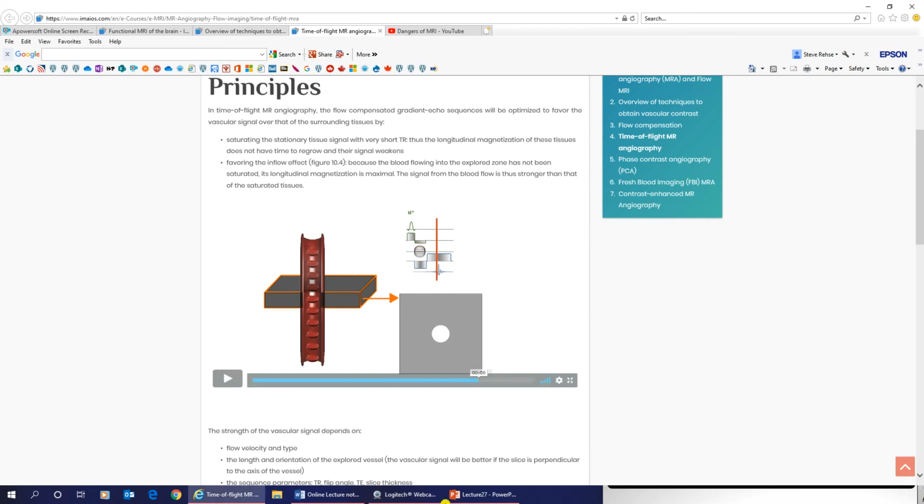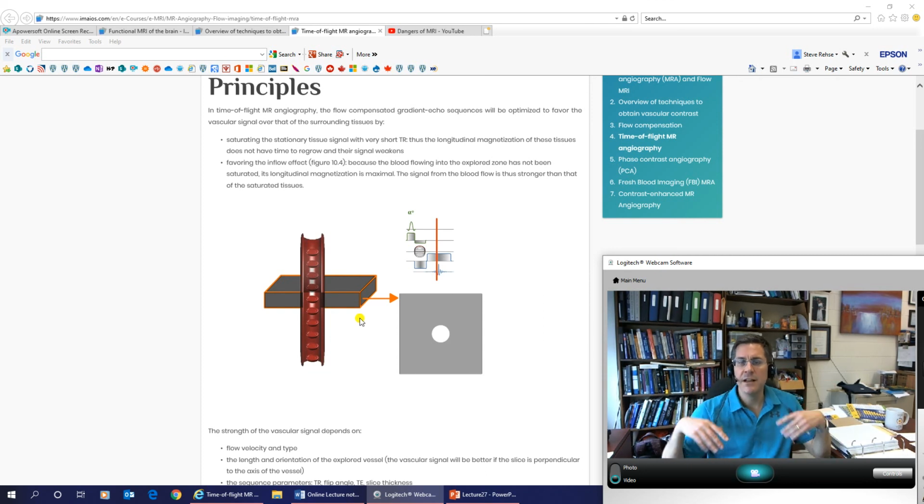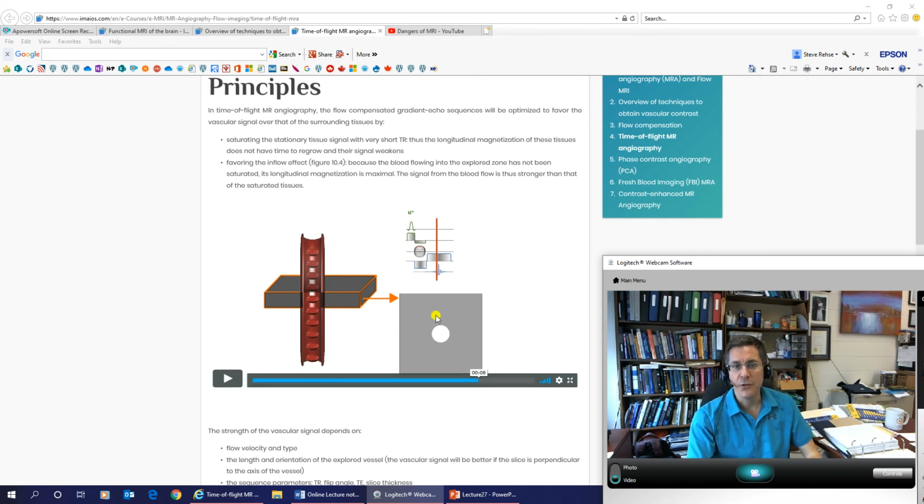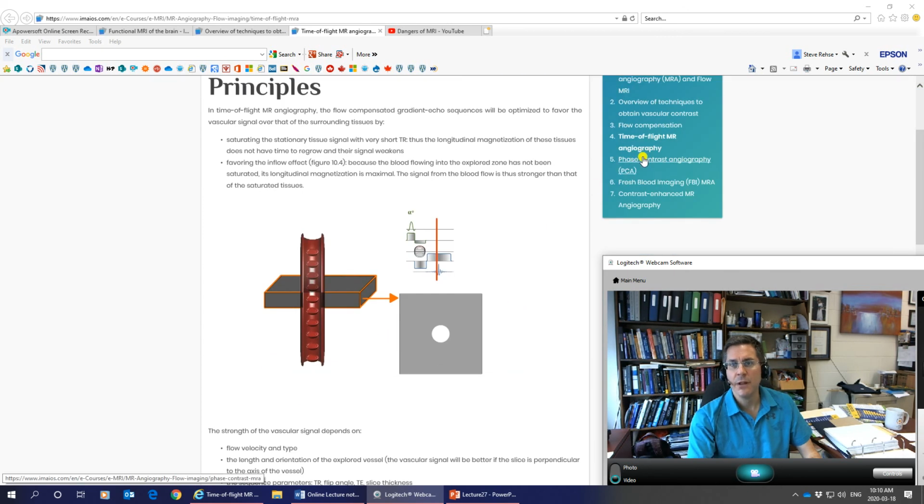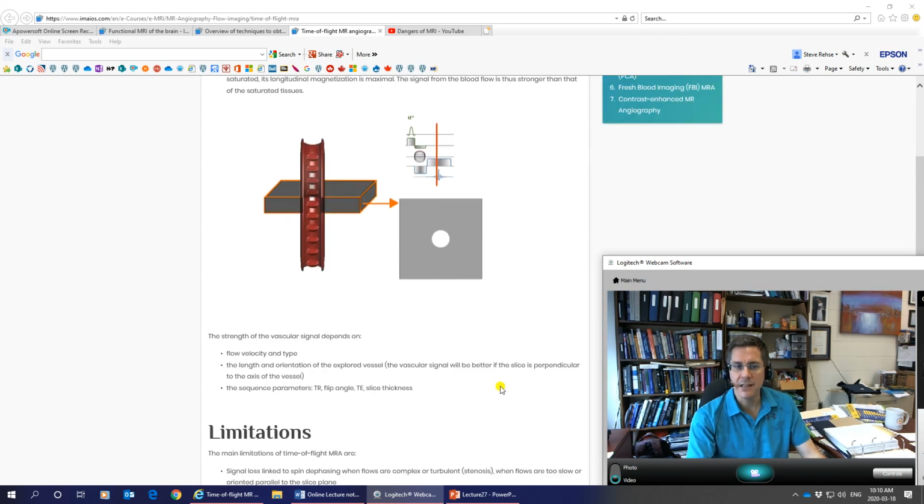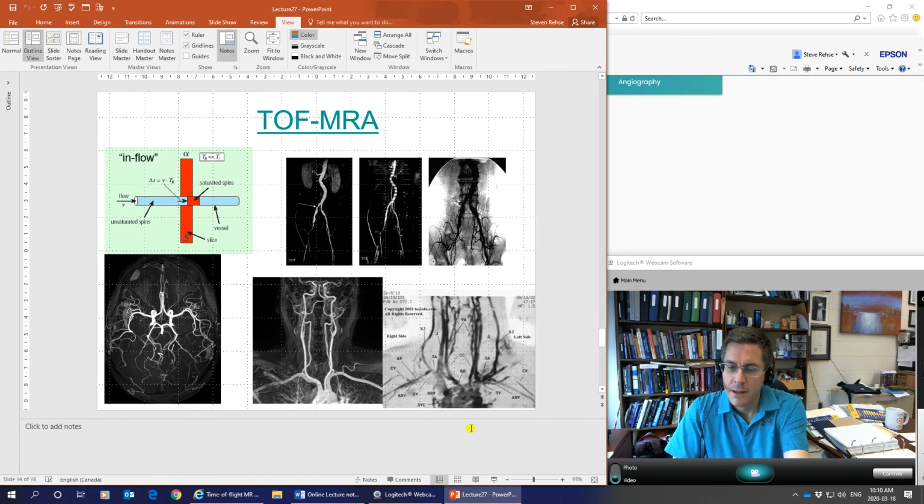The signal from the blood vessel is going to be bright because it's always fresh blood coming in. That fresh blood that has not been saturated is completely able to respond to the RF pi by 2 pulse you put in. And so that can make it very, very bright and white, and that's called angiography. So that is magnetic resonance angiography, MRA. That's what we're talking about here. Time of flight MR angiography, a very common technique in magnetic resonance imaging. So that works pretty good too.